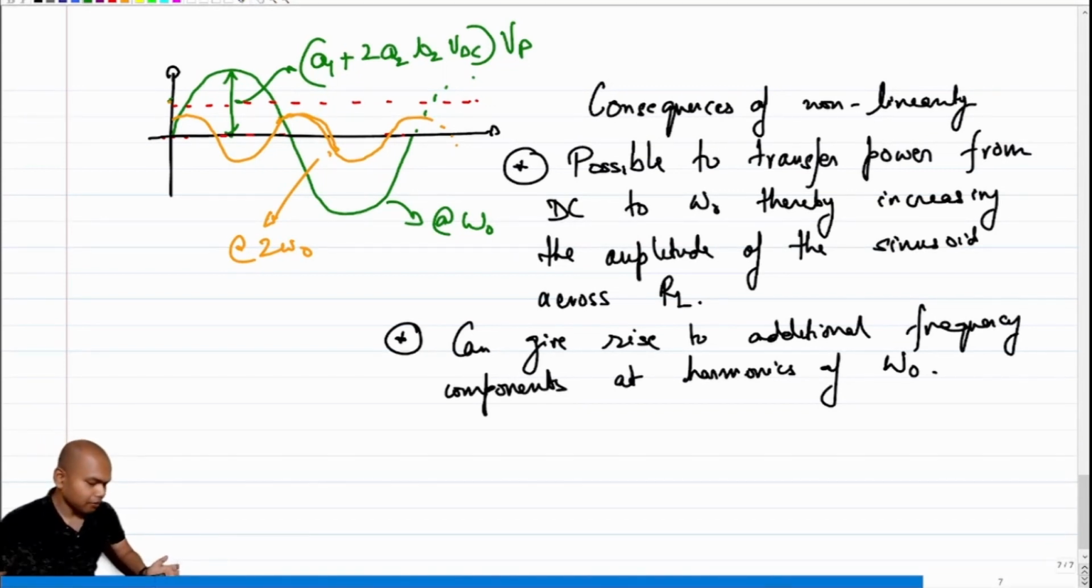There are many things in life which are good in small doses but not so good when you keep repeating them in larger and larger doses. This is one such example. You cannot do away with nonlinearity. We need nonlinearity to get power amplification. However, along with it also come small, or non-negligible, it depends, signals. Along with the power amplification, we get signals of other frequencies which we don't want, right? We don't want signals at 2 omega naught when we have provided a signal at omega naught. Okay.